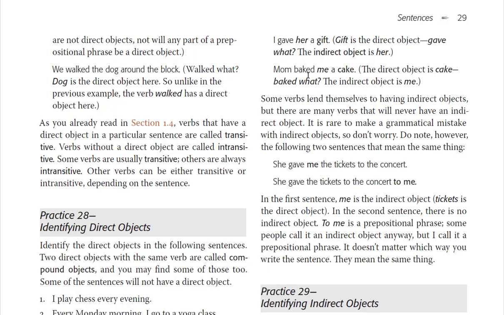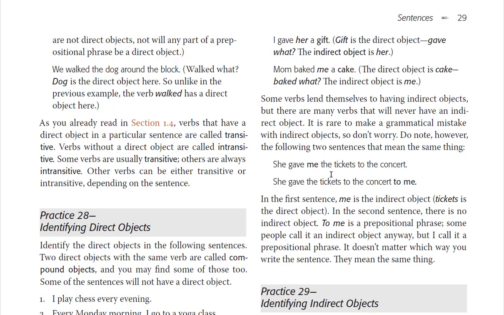And so some verbs lend themselves to having indirect objects, but there are many verbs that will never have an indirect object. It is rare to make a grammatical mistake with indirect objects, so don't worry. Do note, however, that the following two sentences mean the same thing. That's what I was trying to say. I gave a gift to her. I gave her a gift. Means the same thing.